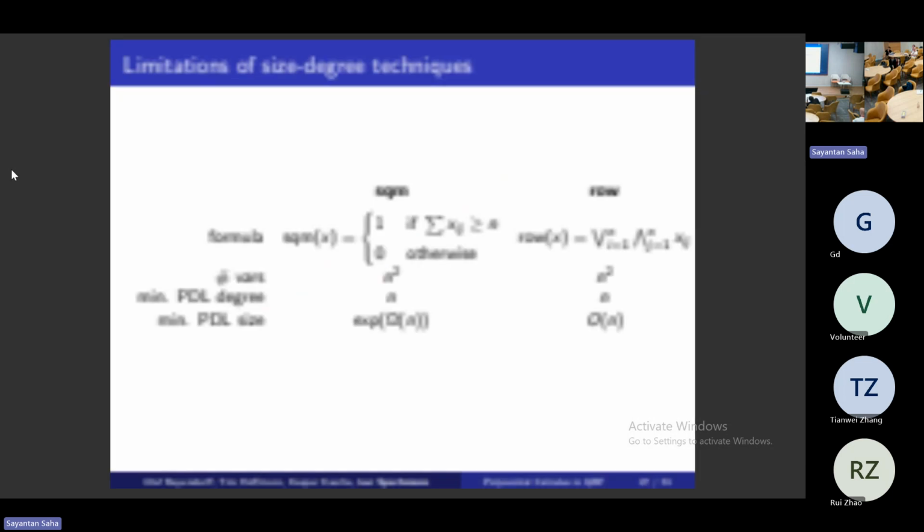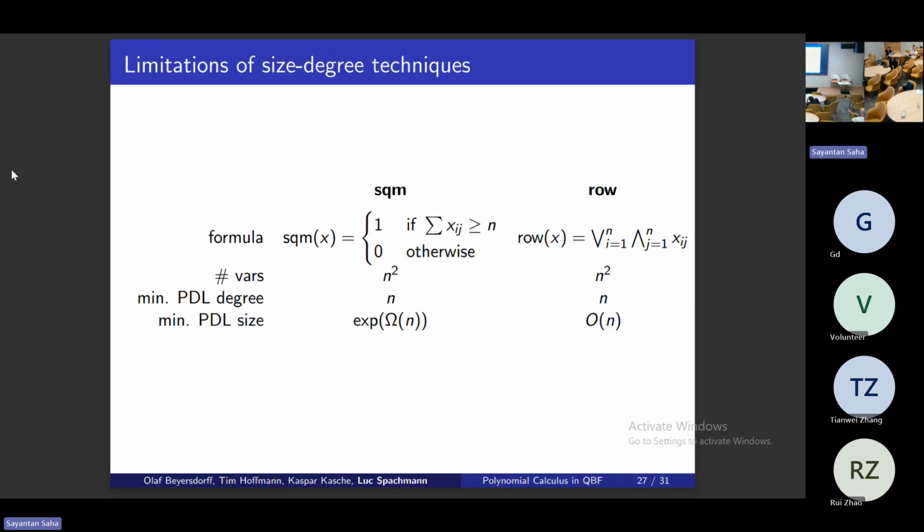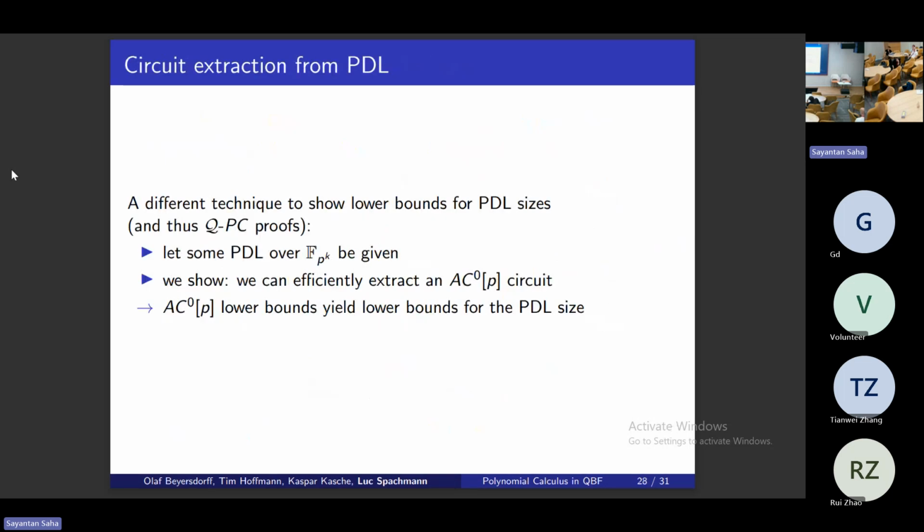Now I've talked a lot about the subfields of C with the parity formulas. If we have some finite field Fp or Fp to the k, it doesn't really make a difference. There's a different thing we can do from these PDLs. In fact, we can extract AC0[p] circuits from PDLs over finite fields. And as such, for AC0[p], there are a lot of lower bounds in the literature. And these lower bounds directly yield lower bounds for the PDLs, and as such, directly yield lower bounds for our QPC.